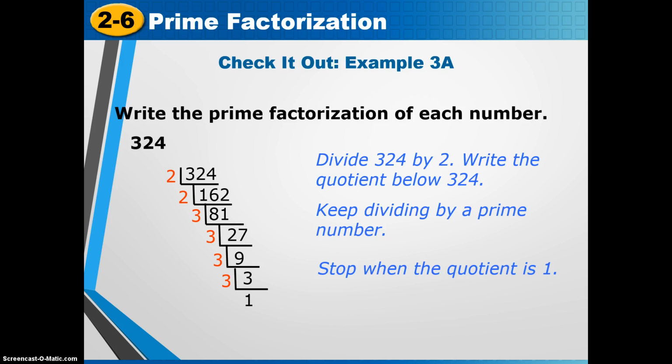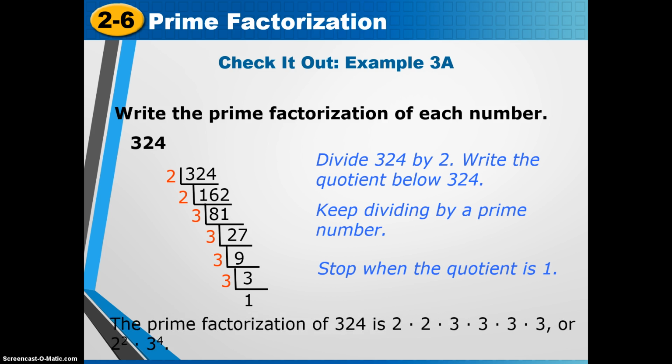3 also goes into 27 9 times, and 3 goes into 9 3 times. And I just continue working down using division until I get a quotient of 1. Once I get a quotient of 1 at the bottom, I just piece together all the red numbers to the left, which would be 2 times 2 times 3 times 3 times 3 times 3. Better written as 2 squared times 3 to the 4th, because there are 2 2's and there are 4 3's being multiplied. So that's what I have written in the bottom left.